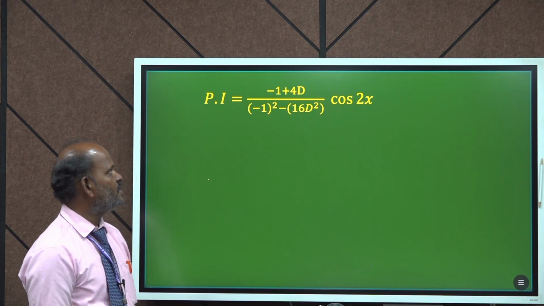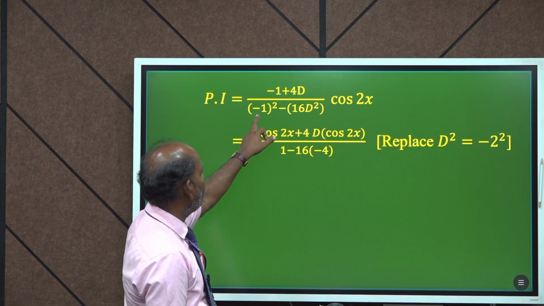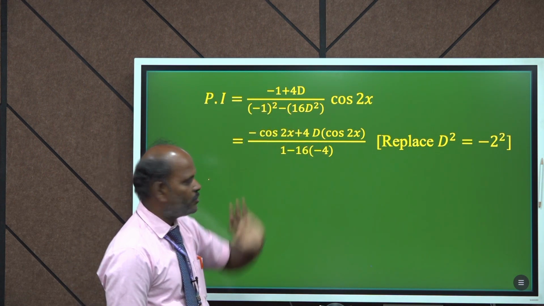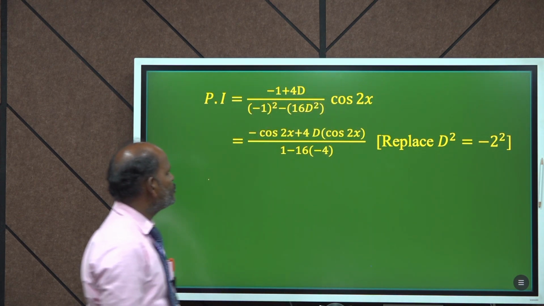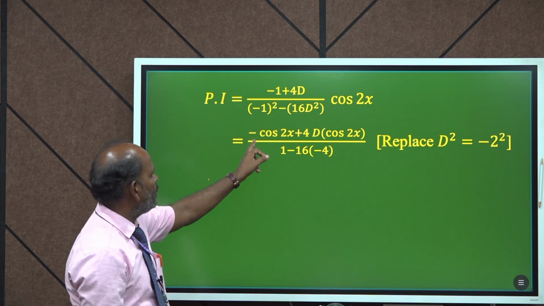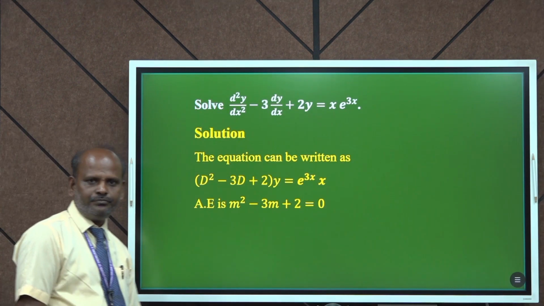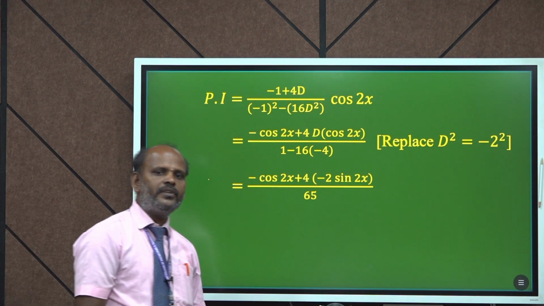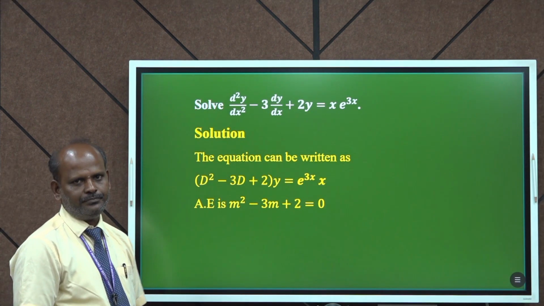The numerator is minus 1 plus 4D. Our differential operator D square becomes equal to minus 4. So D square is equal to minus 4. Our denominator is minus 1 the whole square plus 1, so minus 16 into D square, which is minus 4. In the numerator we operate cos 2x by minus 1 plus 4D. So minus 1 into cos 2x, minus cos 2x, plus 4 into D of cos 2x, which means differentiation of cos 2x, and the differentiation of cos 2x is minus sin 2x.